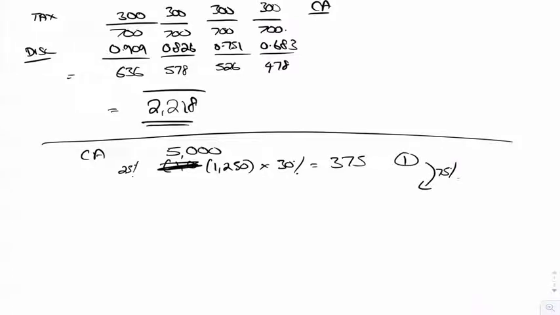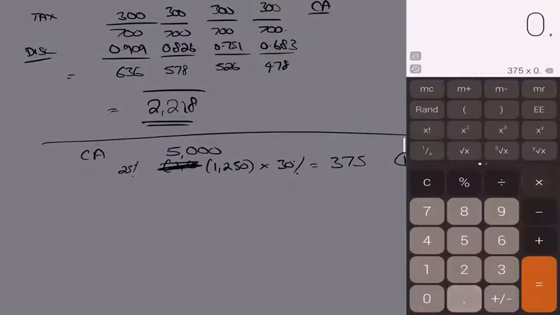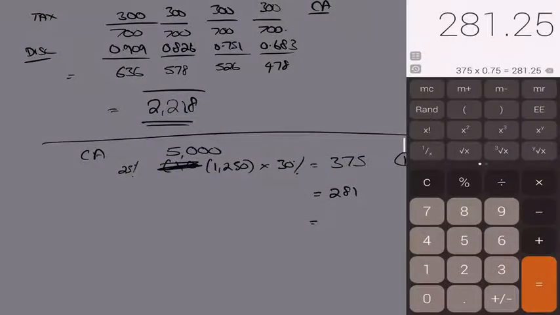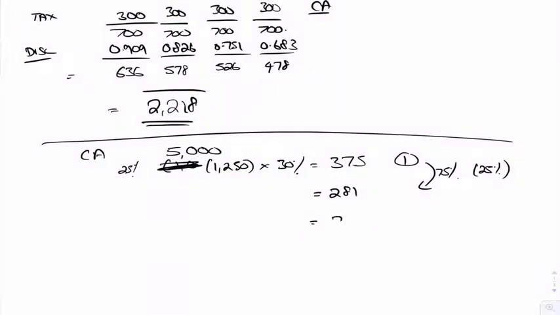Because reducing balance method was 25%, there's just a quicker way. So you just do 100 minus 25%, which is 75%. So just times 375 by 0.75, that will get you 281 in year 2. In year 3, times that by 0.75, 211.